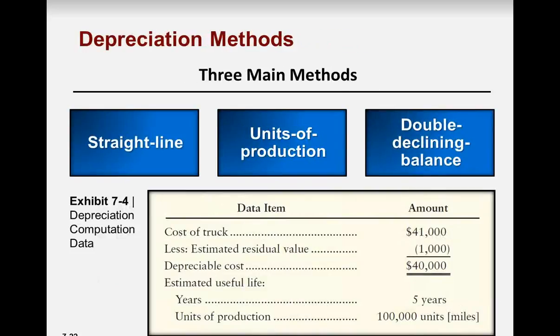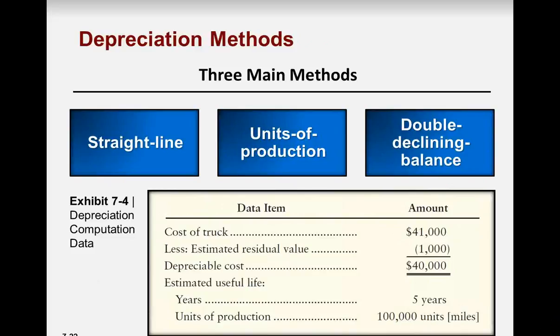We will look at 3 methods. We'll look at straight line, units of production, and double declining. Straight line is the simplest. If we paid $100,000 for a truck and we plan to use that truck 10 years and it will not be worth anything in the end, then that would be $10,000 per year, straight line depreciation.